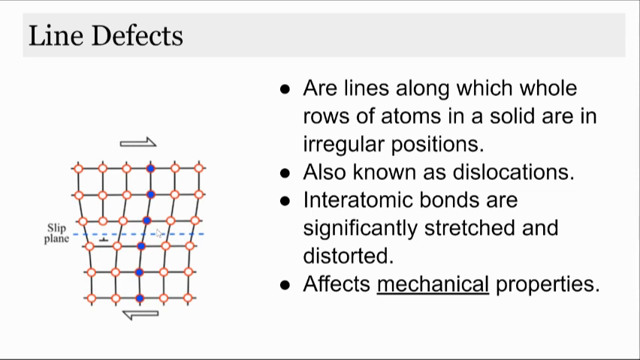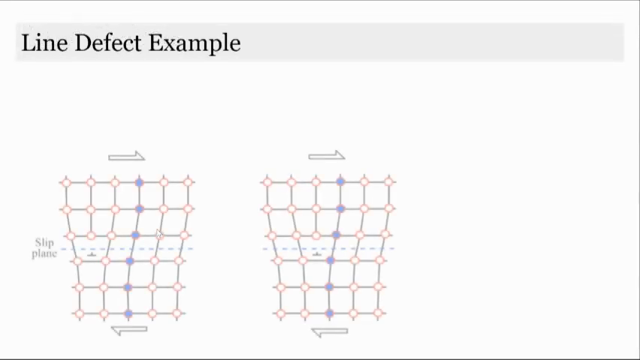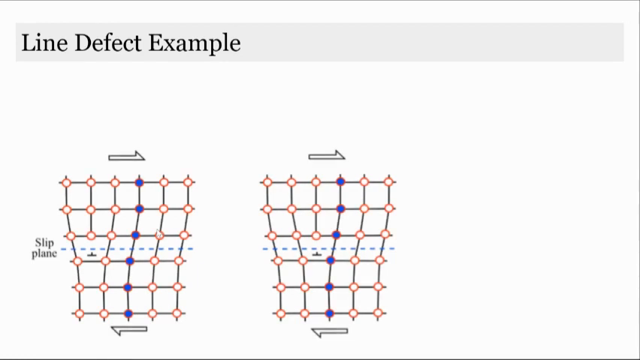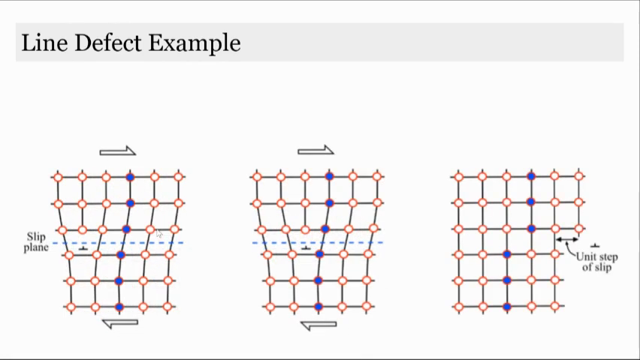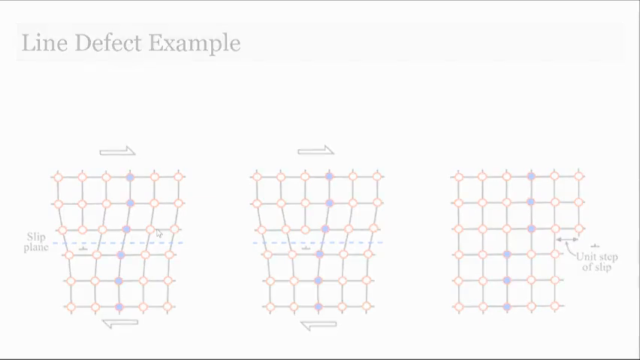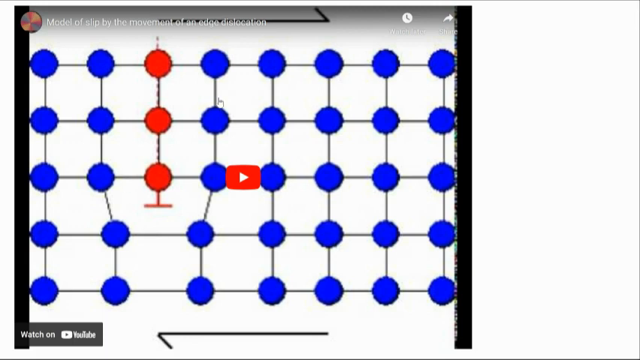Obviously, line defects have a significant effect on the mechanical properties of the material. So we can see the line defect right here in the picture because this is where an entire row of atoms is missing and it's not in its regular position within the crystal lattice. And we can see if there is a force applied, that line defect can move and slide along the crystal lattice until eventually it reaches the edge. And this is known as an edge dislocation.